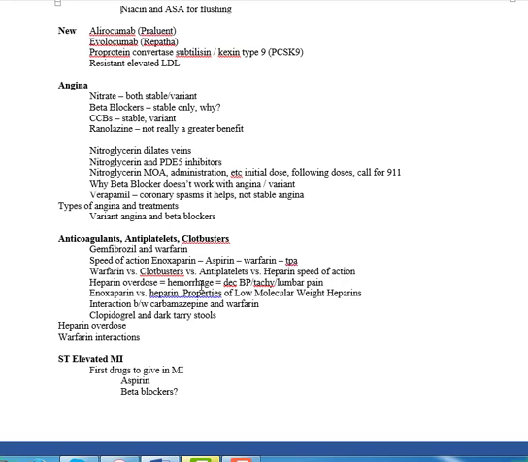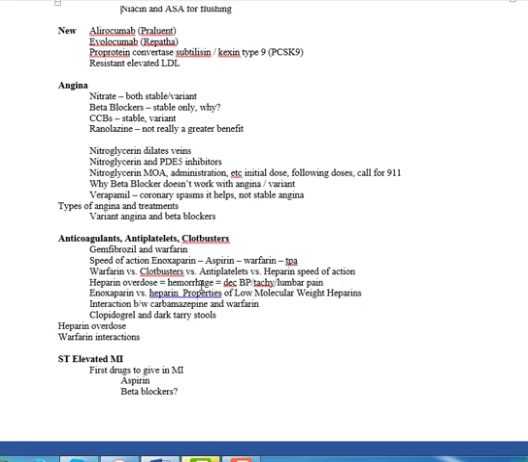Heparin overdose, so we've got to watch out for hemorrhage, especially heparin-induced thrombocytopenia. And how does that usually manifest? We're going to see some kind of decreased blood pressure, tachycardia, even lumbar pain.